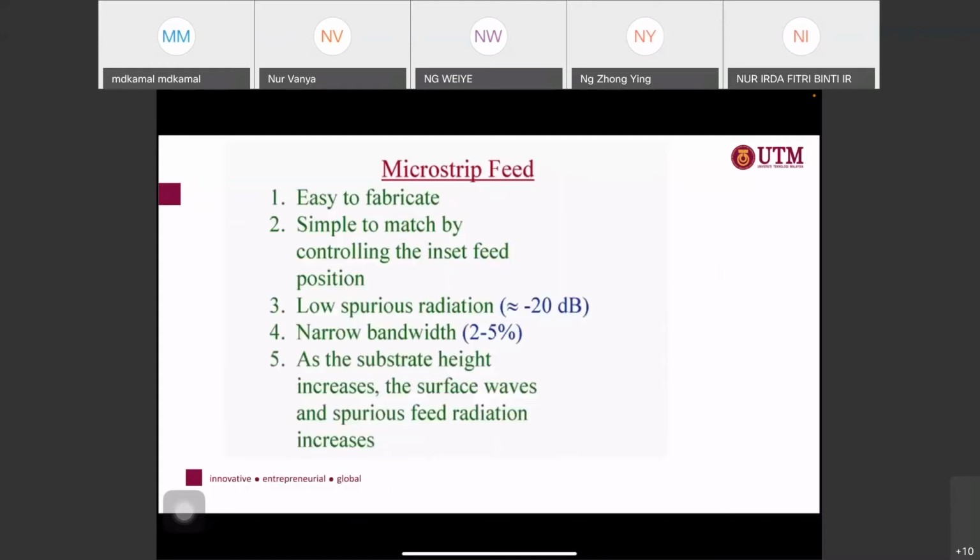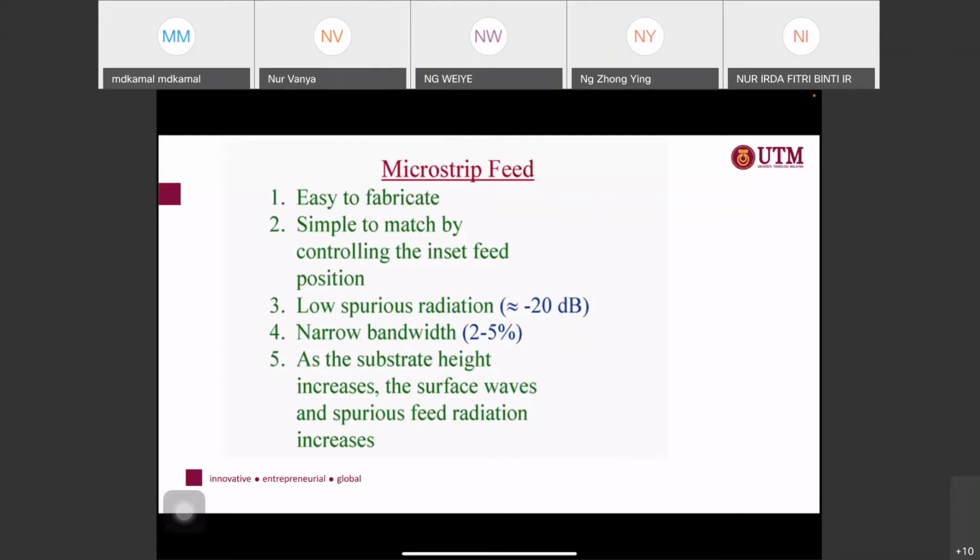Okay, and of course, if you talk about the microstrip, it is easy to fabricate, so you can just use your PCB techniques. It is simple to match by controlling the inset feed position, and has low spurious radiation. And of course, we know that the microstrip feed has a very narrow bandwidth. And as the substrate height increases, the surface wave propagation increases. So this is a disadvantage of the microstrip. If you increase the substrate thickness, you are actually producing more surface waves, so spurious radiation will increase as well.